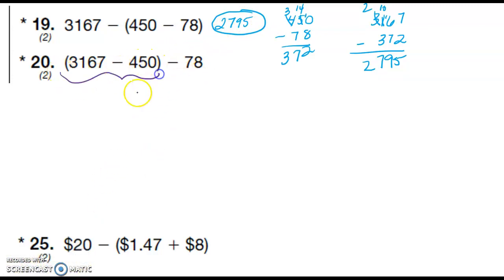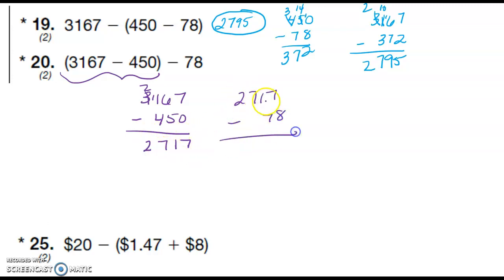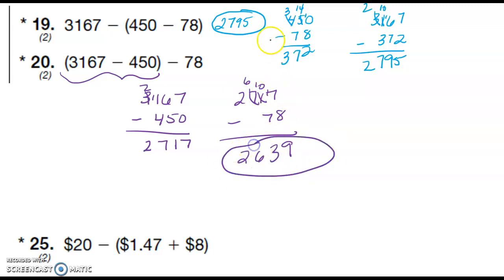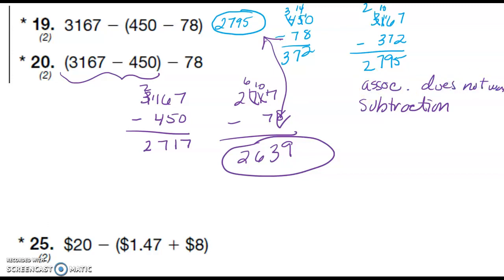Now let's see what we get for 20. So we're going to do this part first. So I get that for the first part, and then I'm going to subtract my 78. And I get this. And these are not the same. So again, the associative property does not work for subtraction.